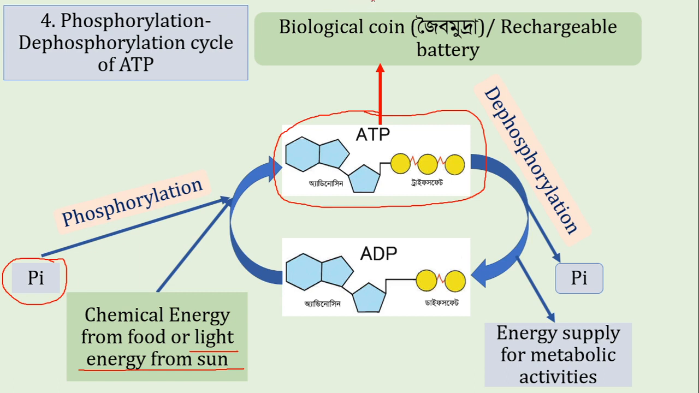What is the function of a coin? We can go to the market and buy any necessary thing, spending coin or money. Similarly, this ATP can be spent to perform different chemical reactions. To perform all kinds of chemical reactions, we have to provide energy, and this energy is provided from the breakdown of ATP. So it acts like money or coin. That is why ATP is called the biological coin.